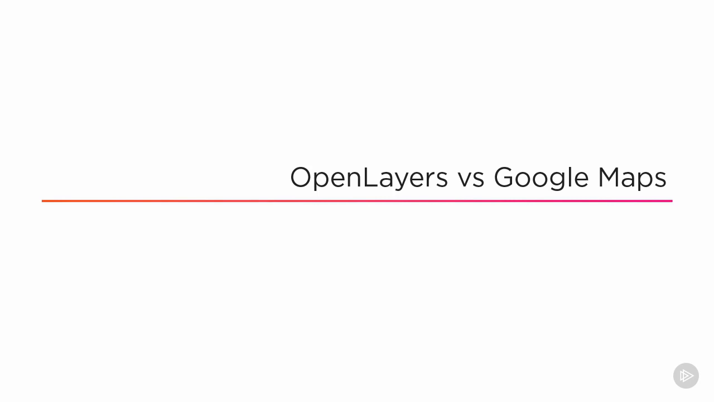You may be familiar with another tool for creating maps on the web, Google Maps. And like me, you may be asking yourself, what's the difference and which should I choose? On the surface, OpenLayers and Google Maps are pretty similar. Both allow you to display interactive maps on a web page with different types of data.